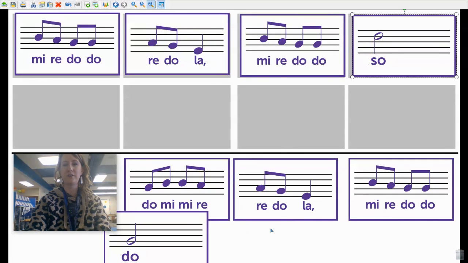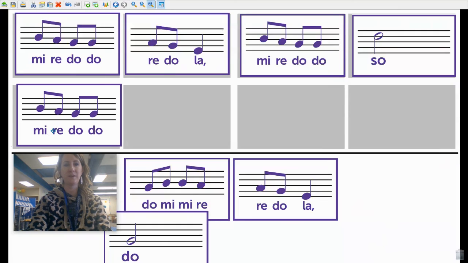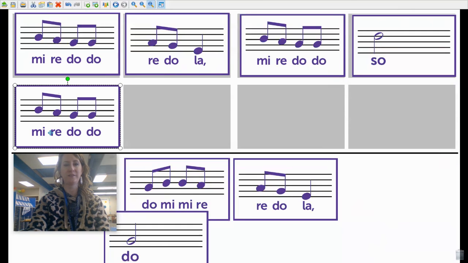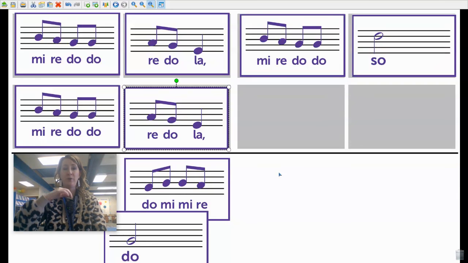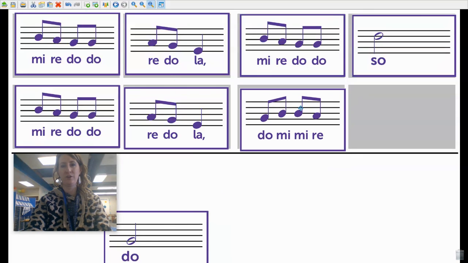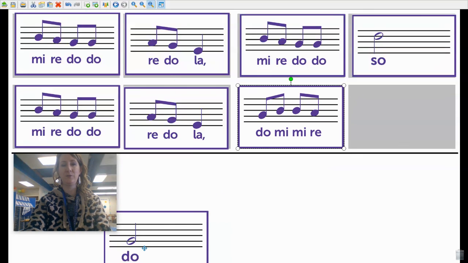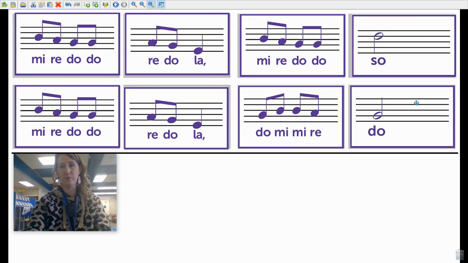Then we've got another Phoebe in her. Yet another one of these. Then we've got petticoat, which is re, do, la. And then we've got going down to town. So we've got do, mi, mi, re, do.